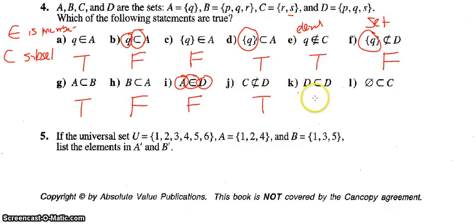Is D a subset of D itself? Of course, it's always true. If an empty set is a subset of something, it's always true. Okay, so those will be the answers: TFF, TTF, TFF, TTT. Let's check the answer.